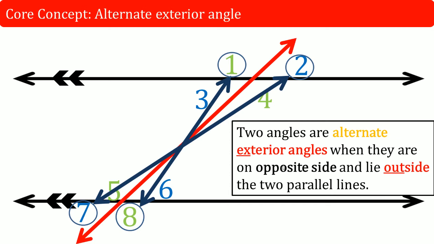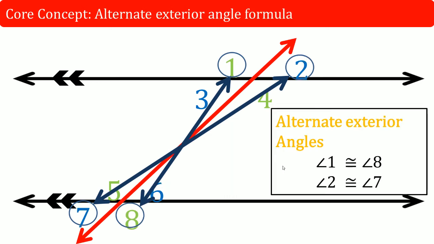And we said when they're on opposite sides and lie outside of the parallel lines, that's what we call alternate exterior angles. And we know they are the same color, so they are congruent. So angle 1 is congruent to angle 8, and angle 2 is congruent to angle 7.